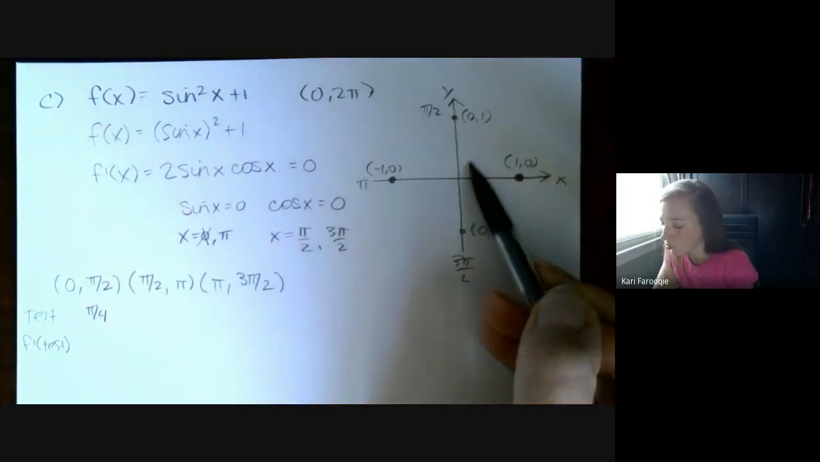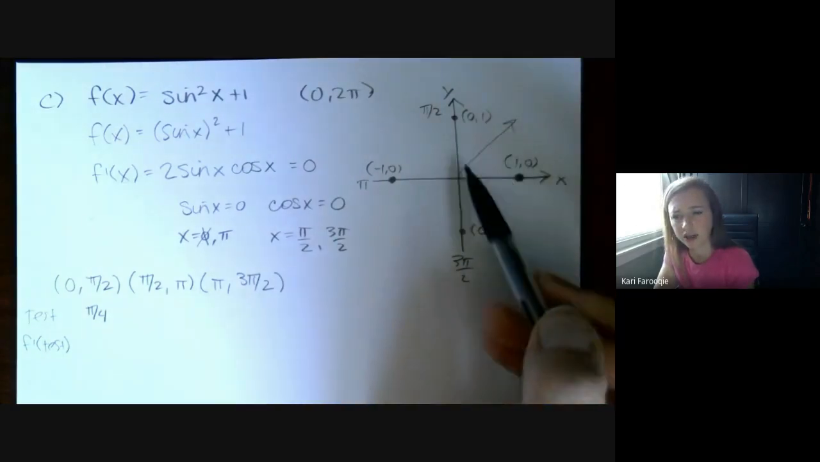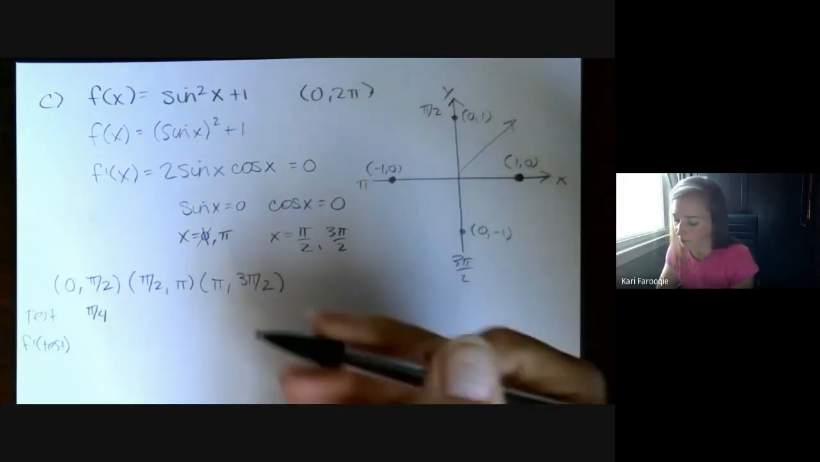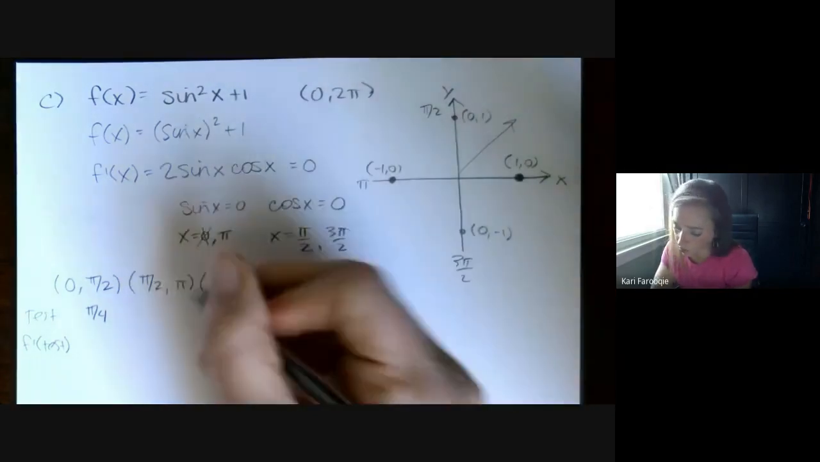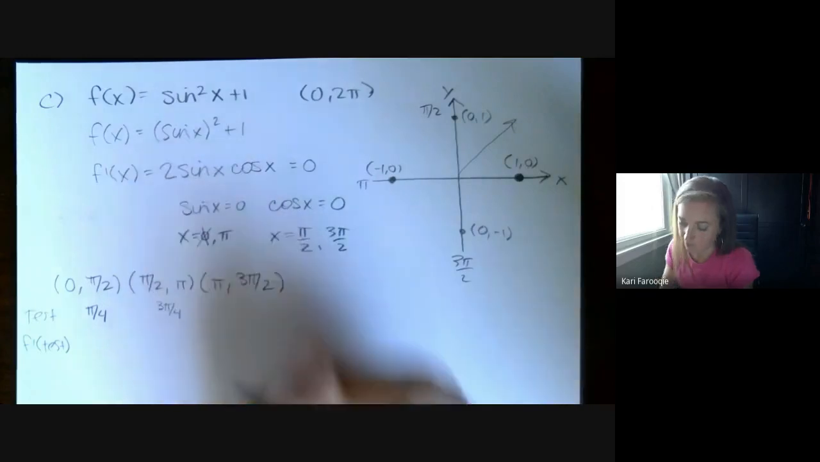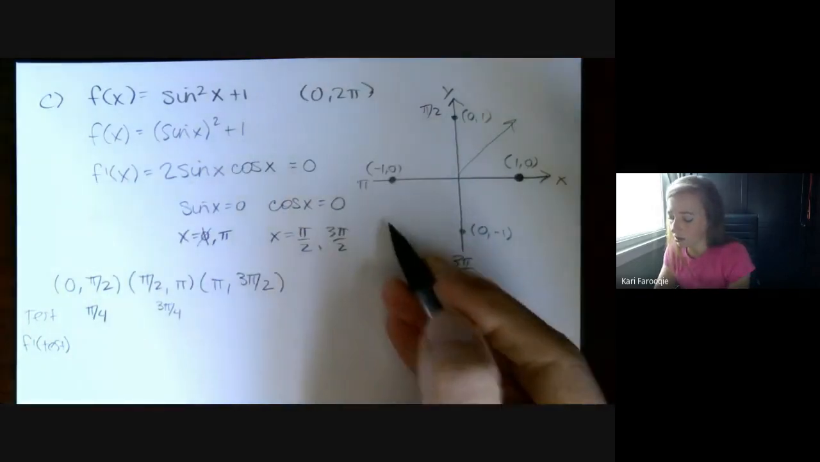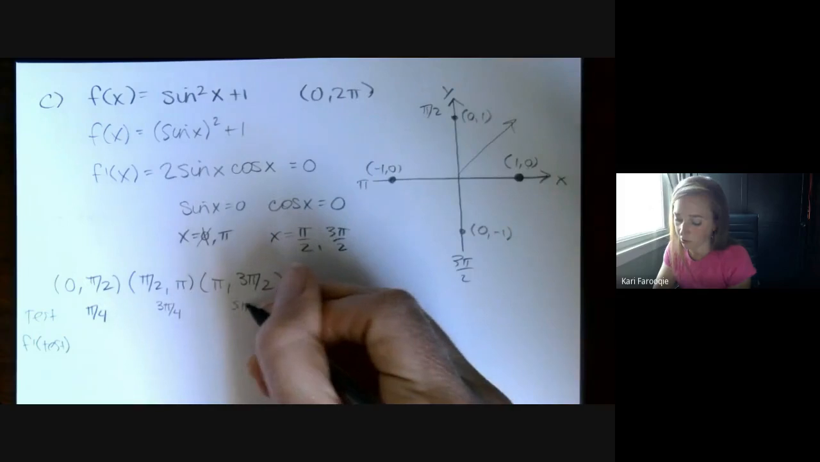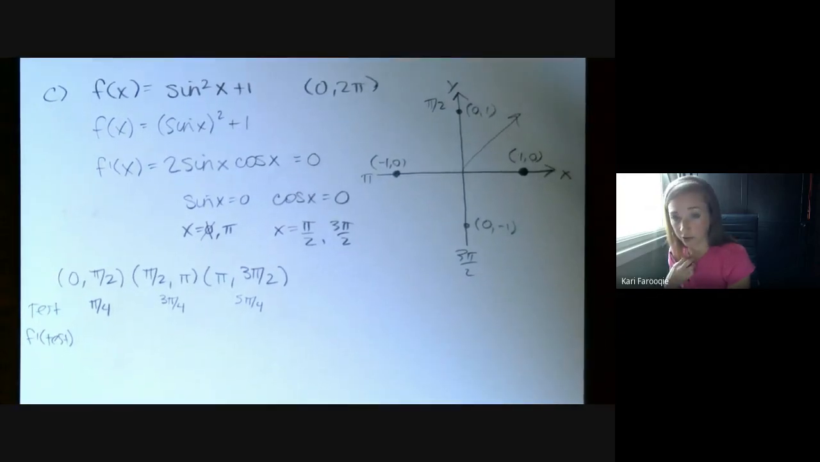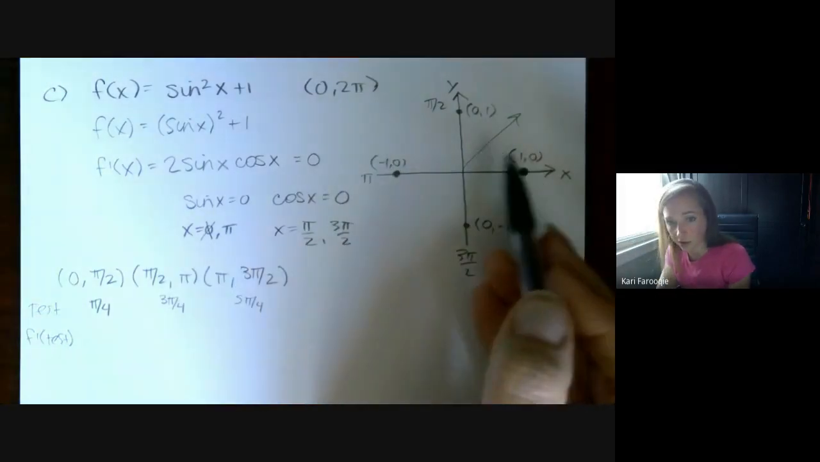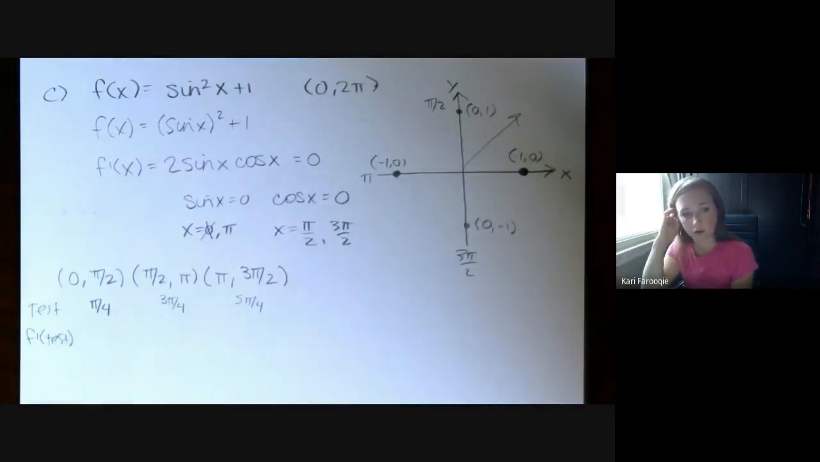So pi over 4 is between 0 and pi over 2. I'd pick that because I know something about pi over 4. Between pi over 2 and pi, I would probably do 3 pi over 4. And then between pi and 3 pi over 2, I would probably do 5 pi over 4. That's just me. You pick the test points that you want to use. Those are the ones that I would use. And I just happen to use multiples of pi over 4. You could use pi over 6, pi over 3, whatever you want to do there. Just pick a special angle.